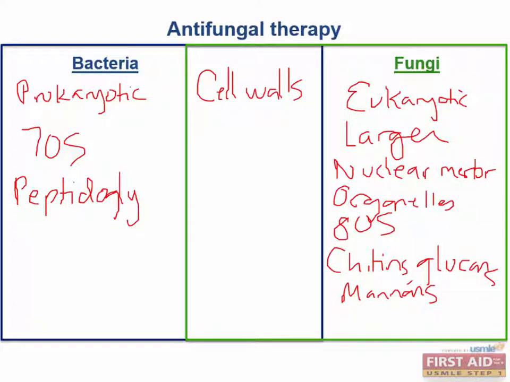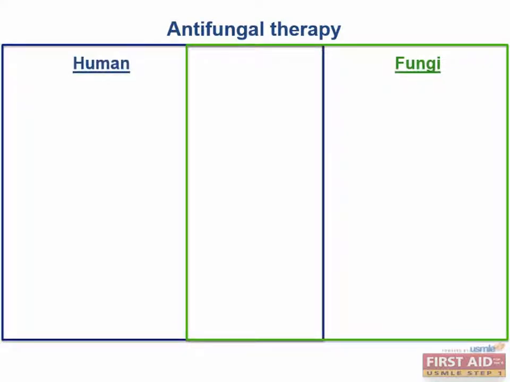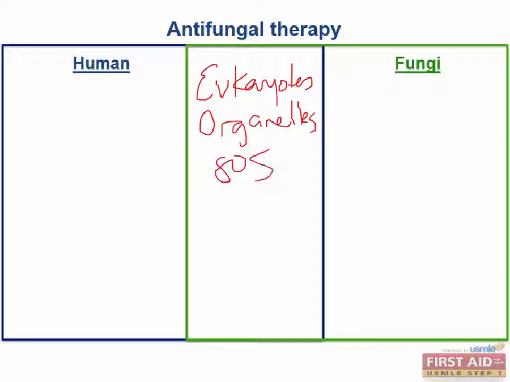Now that we know that fungi are eukaryotes, you might be wondering, aren't human cells eukaryotic too? What molecular therapies do we have that only affect fungal cells while leaving human cells alone? That is a very good question, and to best answer this, let's do what we just did and compare human cells to fungal cells. The key similarities between human and fungal cells are that they're both eukaryotes, they both have distinct organelles, and they both use the 80S ribosome.